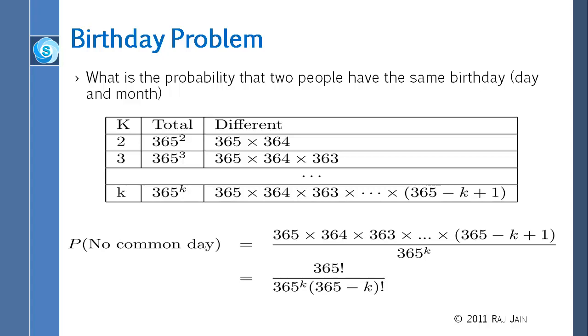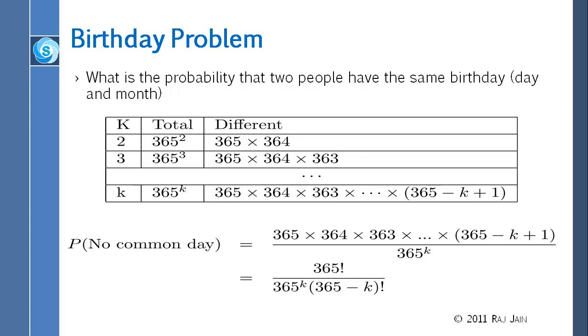If you have three people, the total possibilities are 365 cubed. If they have to be different, then these many combinations will be different: 365 times 364 times 363. And then if you want to find the probability of same, you divide this by that and take 1 minus it. And you keep doing it for k people. This is the number of different combinations, and this is the total number of combinations. So 1 minus that would be the probability of a common birthday.